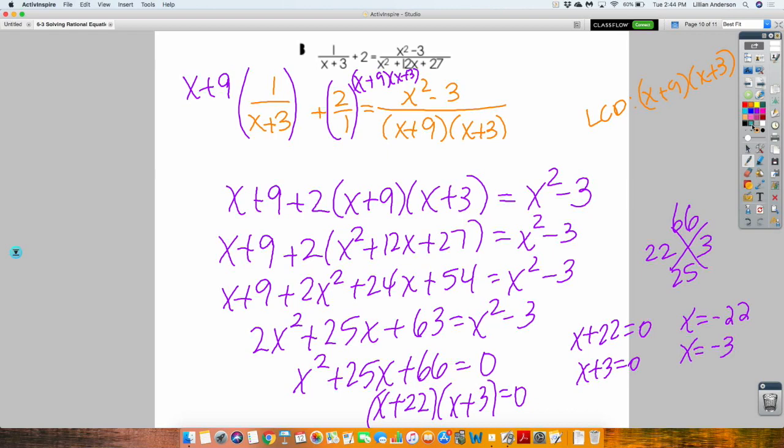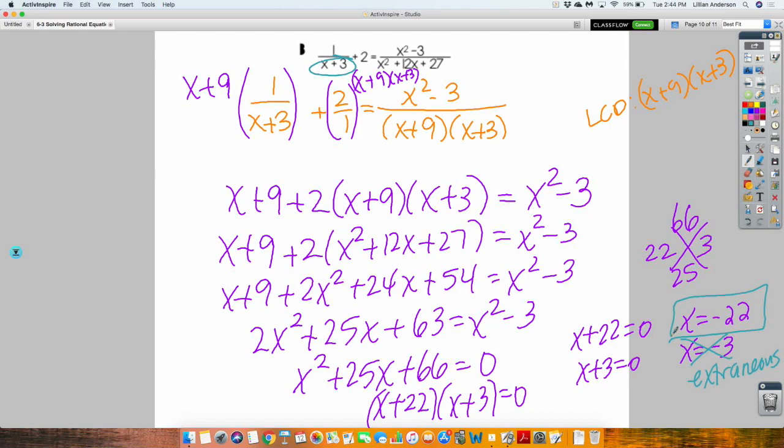When I plug -3 back in up here, you get 0 in the denominator. So this one is an extraneous solution. So my only answer is -22. And that's how you solve rational equations.